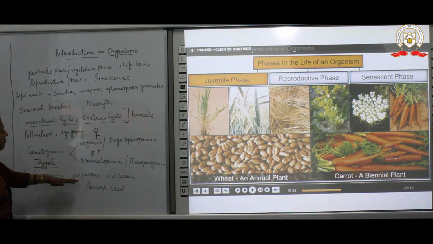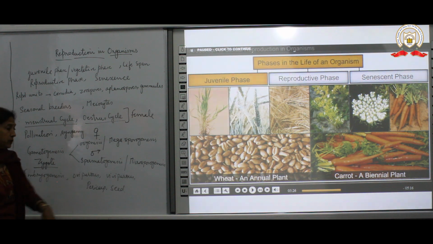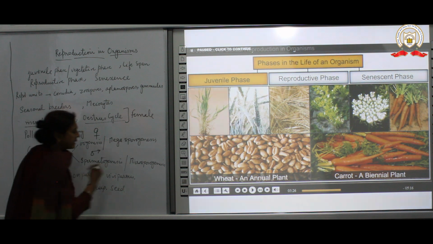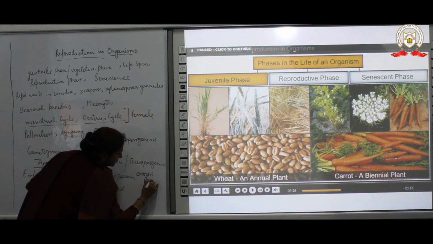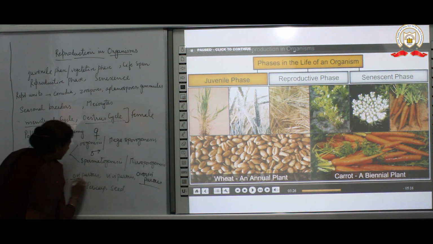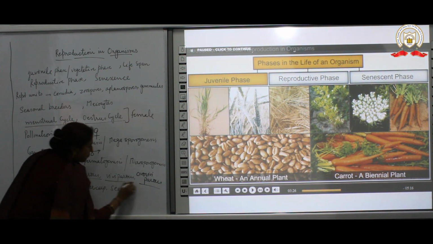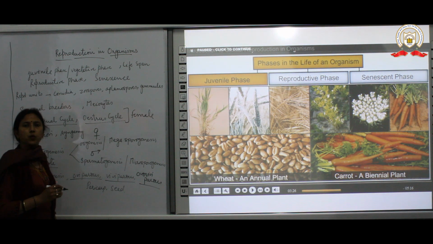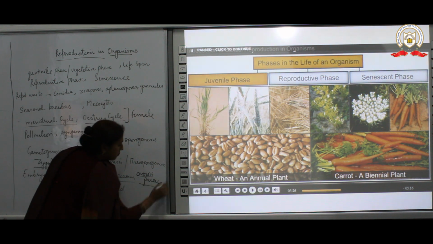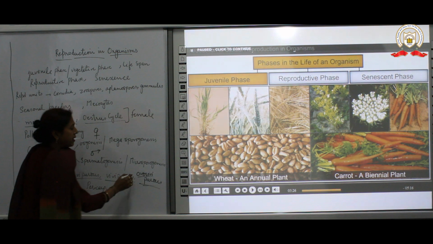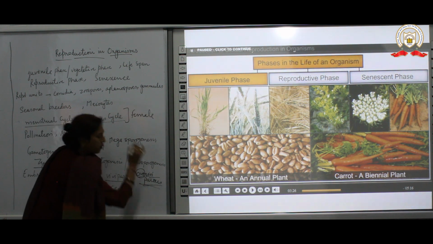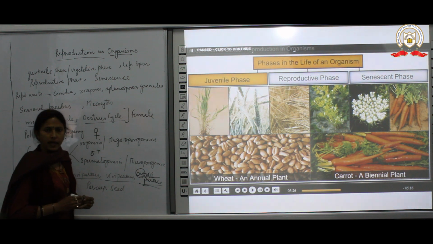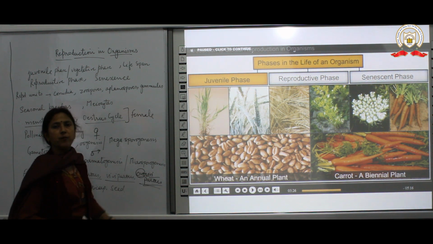Then on the basis of how the organisms reproduce, they can be divided into oviparous, viviparous, and there is another term called ovoviviparous. Oviparous are egg-laying animals, viviparous are animals which give rise to young ones, and ovoviviparous are a few organisms only where the eggs are formed, but what comes out is a live animal. So they are called ovoviviparous.